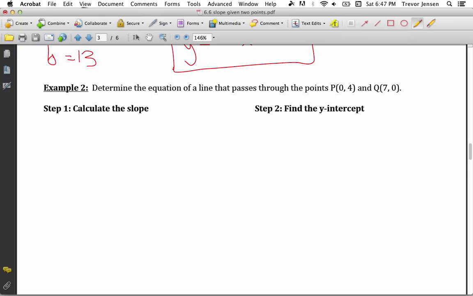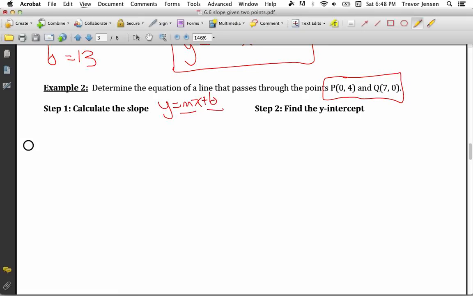Determine the equation of a line that passes through these 2 points. Okay, so we're going to have to do the same steps for this one. Step number 1, you're going to need to calculate the slope. Because remember, you need 2 things to write the equation of a line. You need the slope, the m value, and the y-intercept, the b value. So let's start by figuring out the slope.